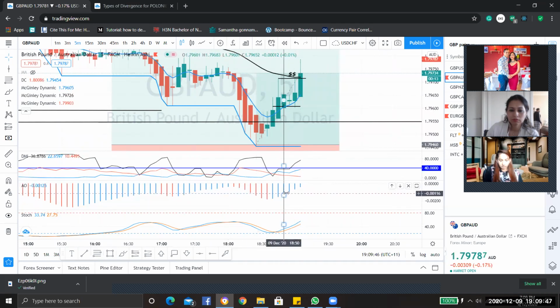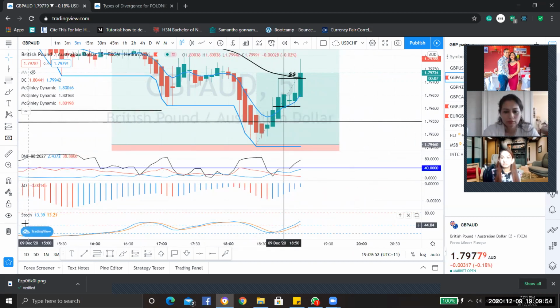You should be in blue momentum. That's a buyer's momentum, buyers coming into the market.